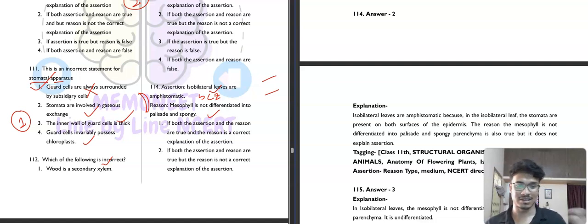Now we put a 'because' here. Isobilateral leaves are amphistomatic because in the isobilateral leaf the stomata are present on both sides of the epidermis. The reason is that mesophyll is not differentiated into palisade and spongy parenchyma. But this does not explain the assertion, right? So why are these amphistomatic? Mesophyll has no role in this. Like mesophyll is differentiated into this and this, so that is not the reason for isobilateral leaves being amphistomatic. So both statements are correct, but the reason is not correctly explaining the assertion. So the second option will be our correct answer for this question.